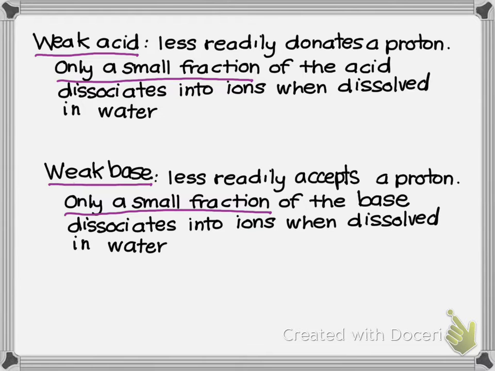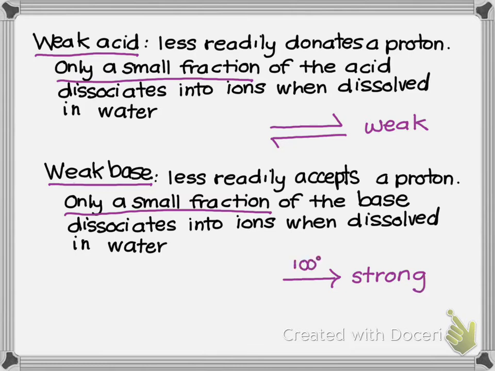Now, one way this could be indicated when you see reactions is by a reversible reaction, with the back and forth arrows. That implies that we're not going to get 100%, whereas with the strong acids, generally when we put those in water, we would have only one forward arrow because it's telling us 100%. So 100% for strong, and a weak is only a partial dissociation.